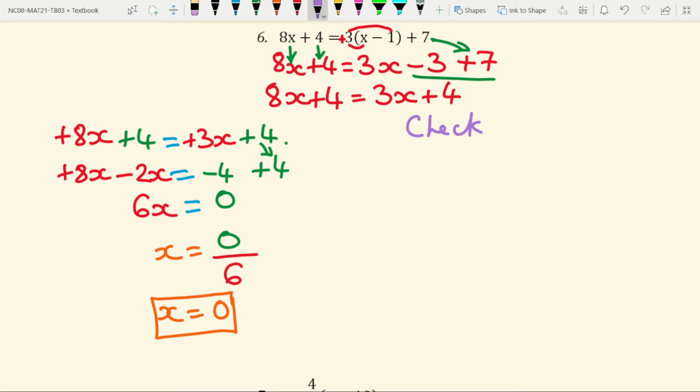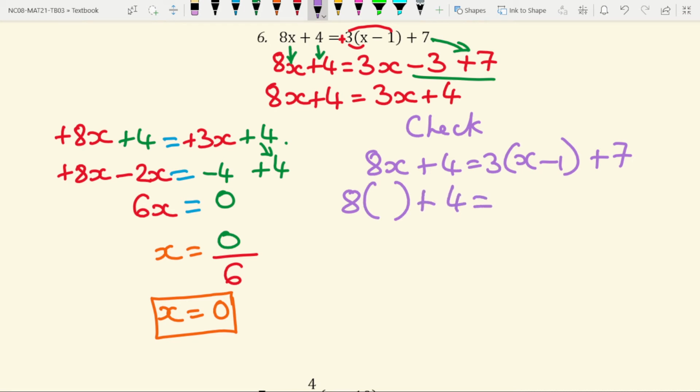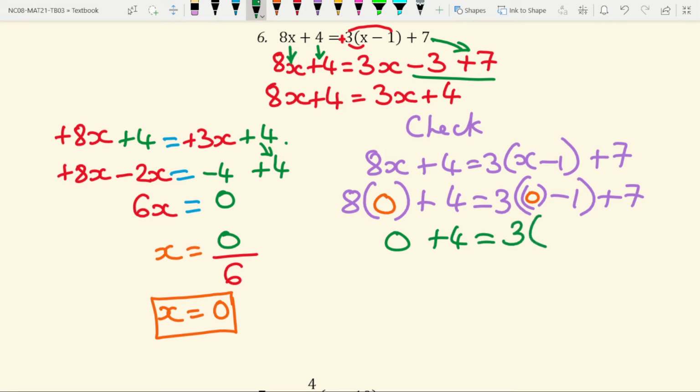To check the answer, I will copy the equation: 8x plus 4 is equal to 3 into bracket x minus 1 plus 7. Instead of writing x, I will substitute the value of x. Within the brackets I substitute the value of x, which is 0. So let us open this bracket. 8 zeros are 0 plus 4 is equal to 3, bracket as it is, 0 minus 1 is minus 1 and plus 7.